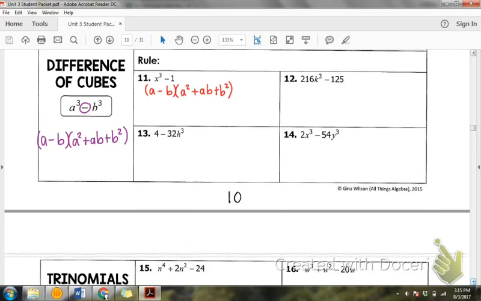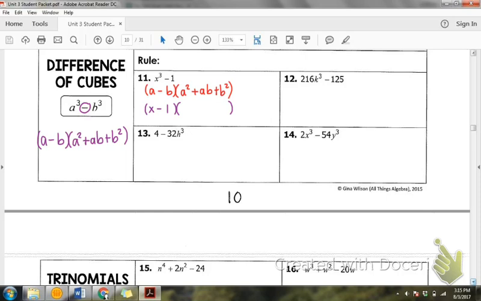Okay, so what's the cube root of x cubed, Taylor? The cube root of x cubed. What'd you say? X. Just x. That's going to be my a value. Alyssa, what is the cube root of 1? Just 1. So that's going to be my b value. Yep. It's going to be minus 1 because we're following the signs of our formula.